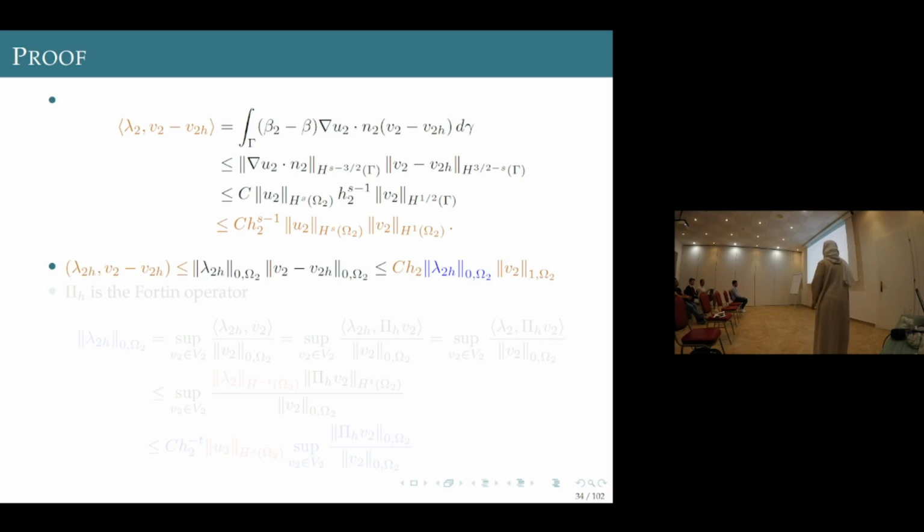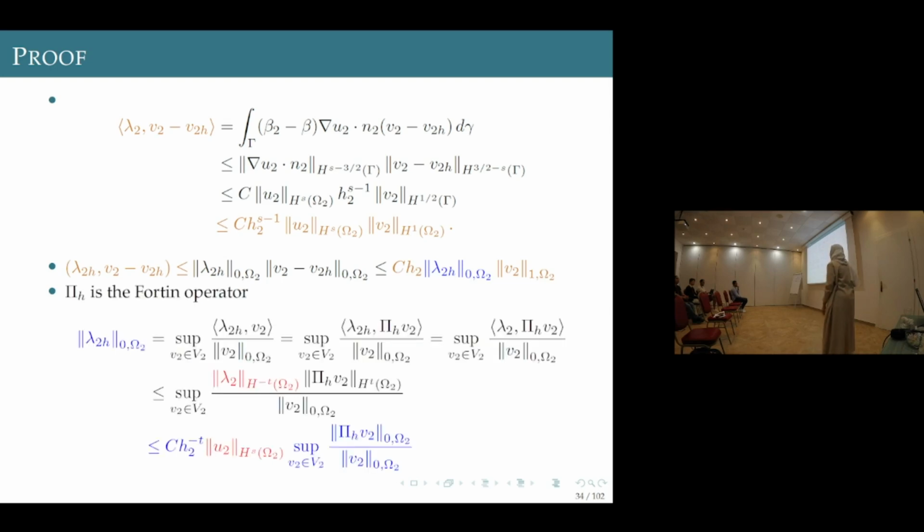Let's take this aside and start with the second one, the L2 scalar product of lambda 2H and V2 minus V2H. This is bounded by the L2 norm of lambda 2H times the L2 norm of the second part. That means we have the bound of this part in here to be H2 times the H1 norm of V2, and we need to bound this one. I know it's all inside each other, but we're almost there. So let's bound this blue term in here. This is the L2 norm of lambda 2H, which can be defined as the supremum of lambda 2H and V2 divided by the L2 norm of V2.